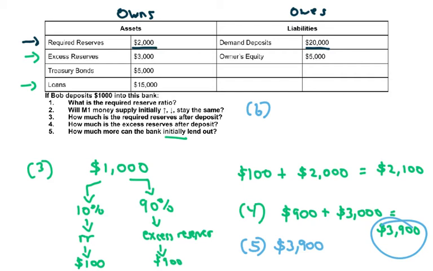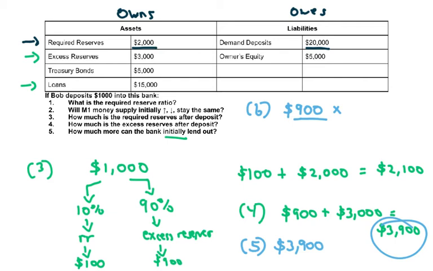So that $900, when it gets loaned out, we talked about this with the money multiplier, it can be put in another bank, and then 90% of that can be loaned out, and then put in another bank, and then 90% of that can be loaned out, and you just get this chain reaction of loans. So what you want to do here is take the $900 that can be loaned out and times that by the multiplier.